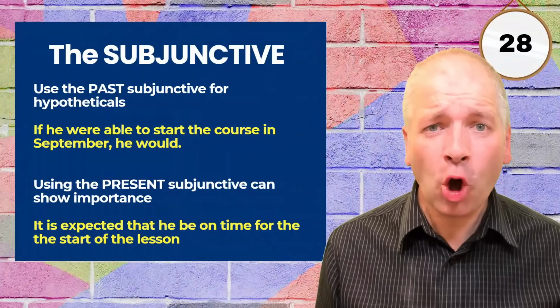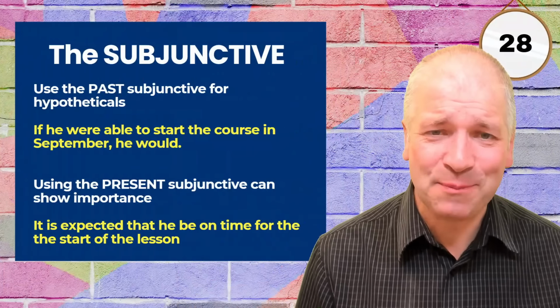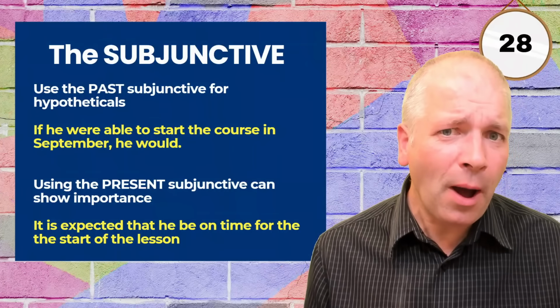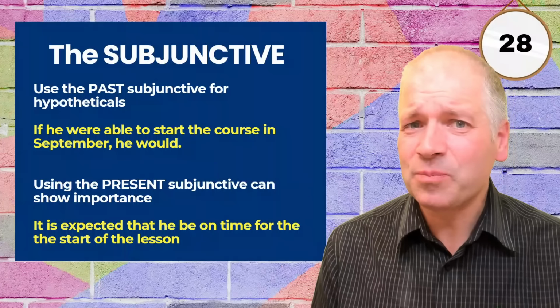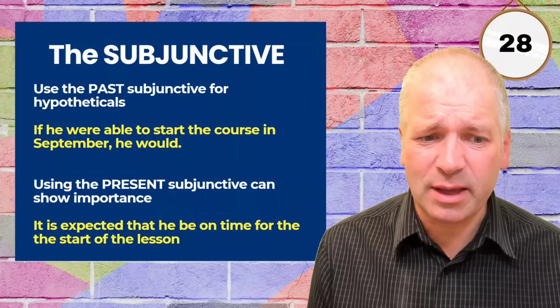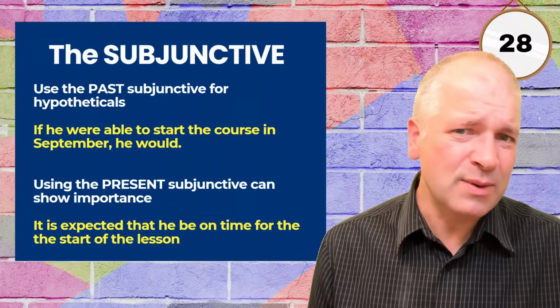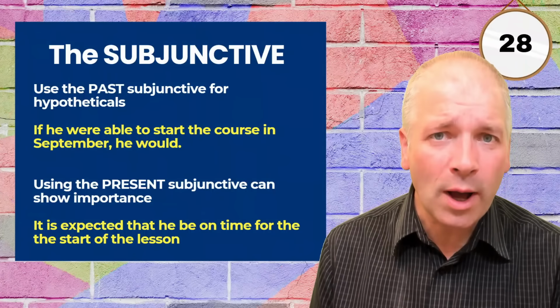The subjunctive is not commonly used in English nowadays, but it can be used in two situations. We can use it as the past subjunctive in hypothetical, particularly second conditional sentences. If he were able to start the course in September, he would. So instead of saying he was, we just use were.